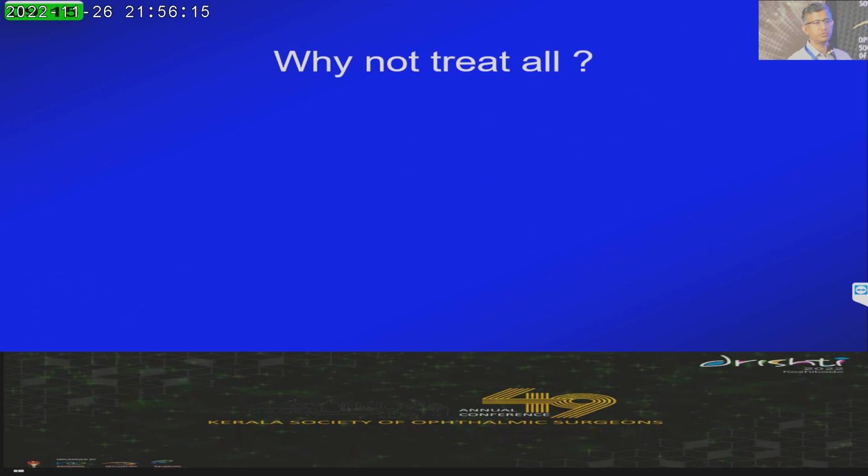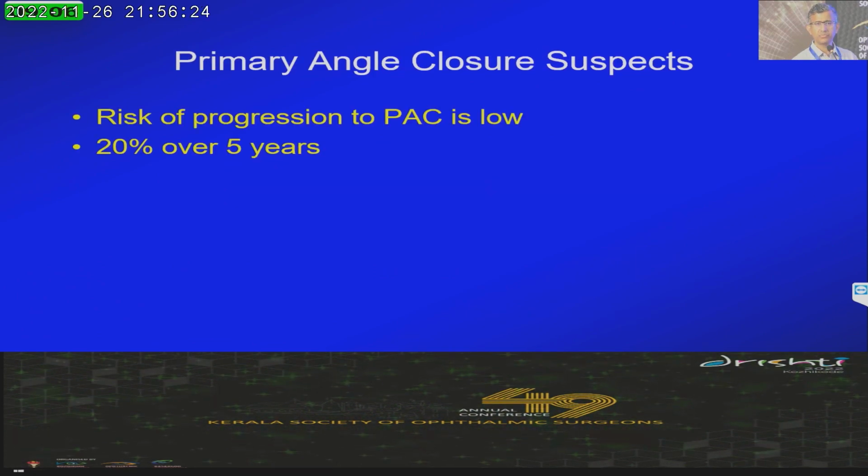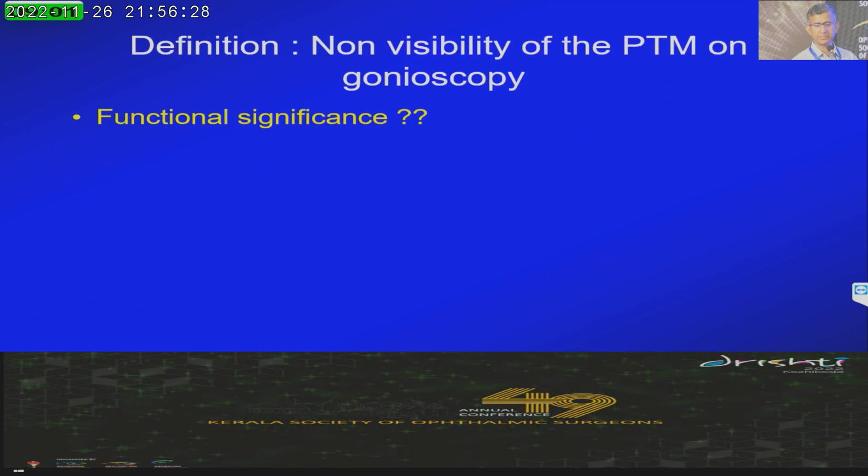I told you that's a huge problem. I told you there are all sorts of issues happening. Why don't we treat all? The reason for this is there's very little data on progression, and I showed you this data on progression just now. The risk of progression of untreated angle closure PACS was low, 20%.